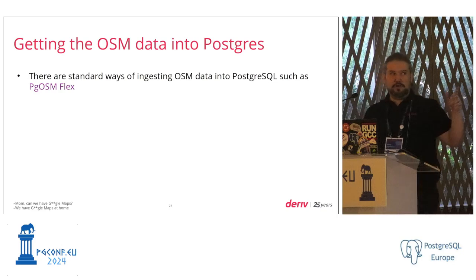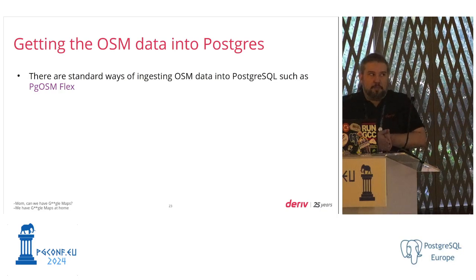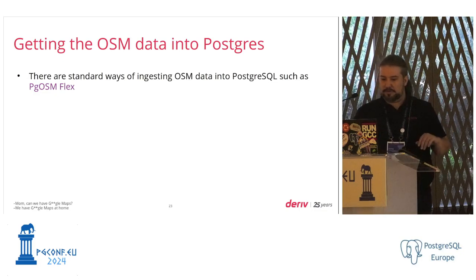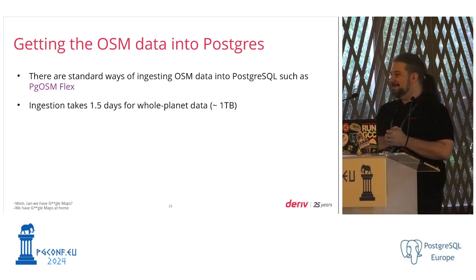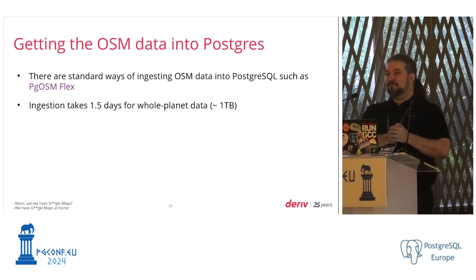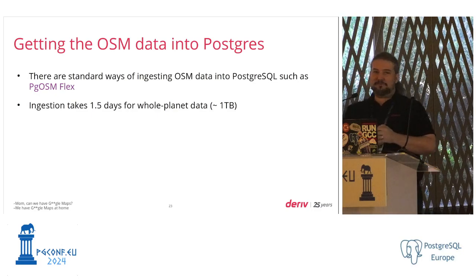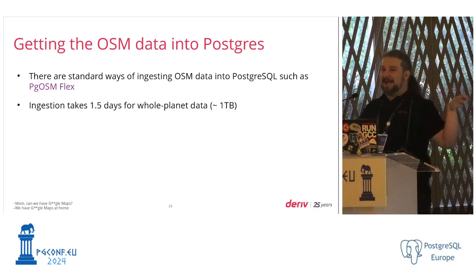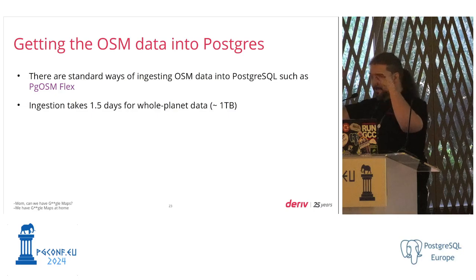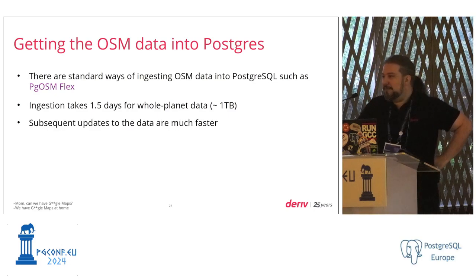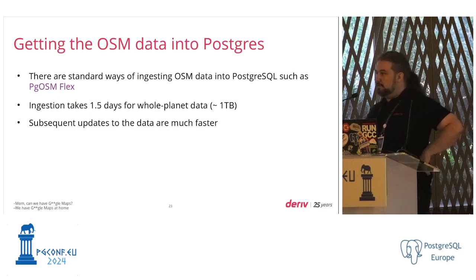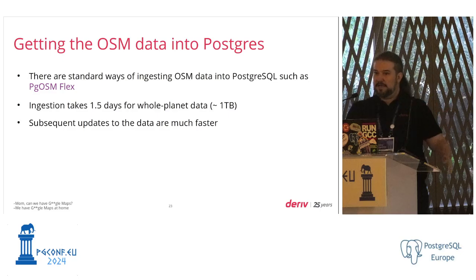So there are standard ways of ingesting OSM data into Postgres. One of them that is very popular is PgOSM Flex, and you can click on the link and it will take you to their website. When you run PgOSM Flex on the whole planet data, the ingestion usually takes about 1.5 days, no matter how fast your machine is, because all of this data that's encoded in the PBF or XML dump needs to be disentangled and inserted into tables and correlated with each other, as we mentioned. So it takes some time. But once this is done, subsequent updates to the data are much, much faster. So you can download the increment of changes since the last time you downloaded the planet data, and that will apply much faster.